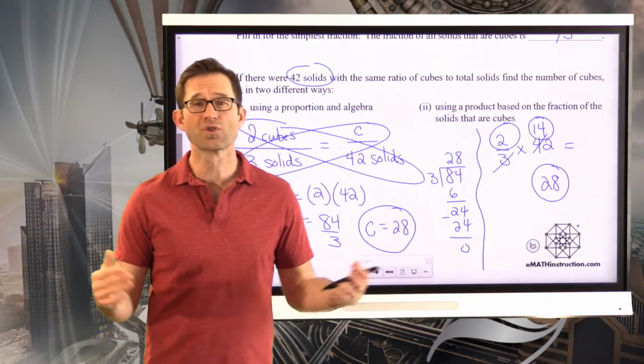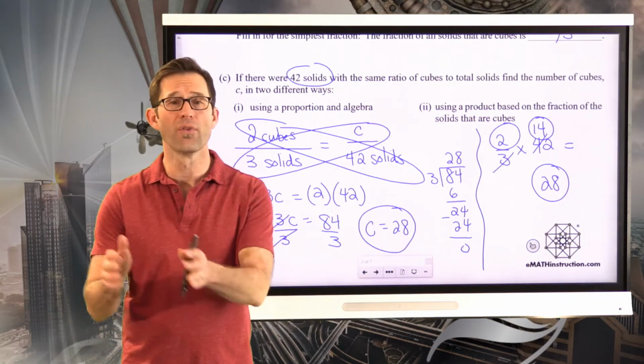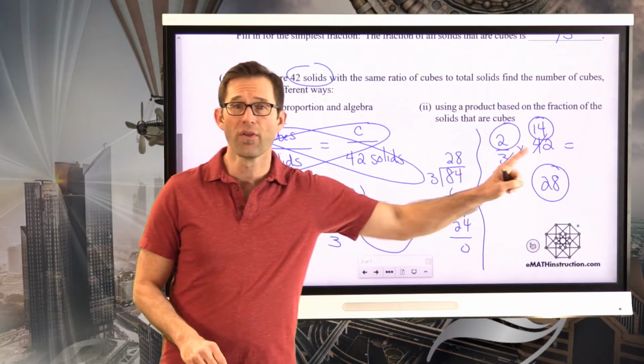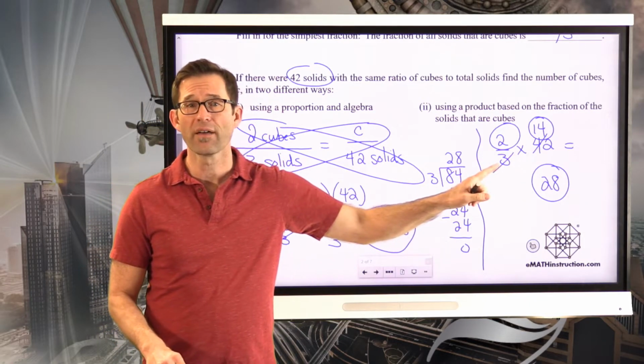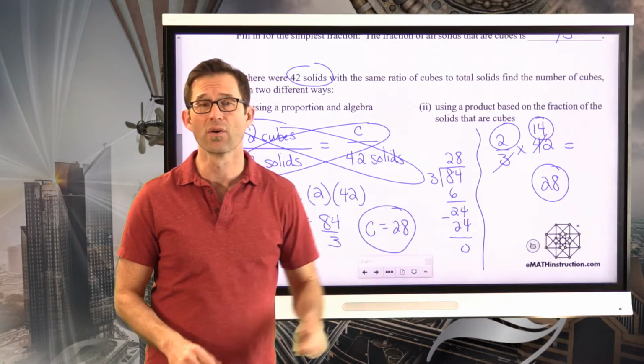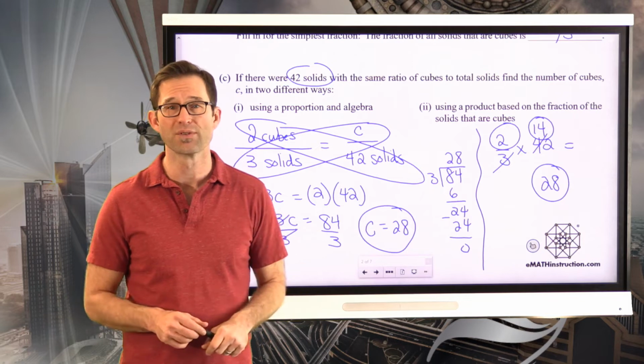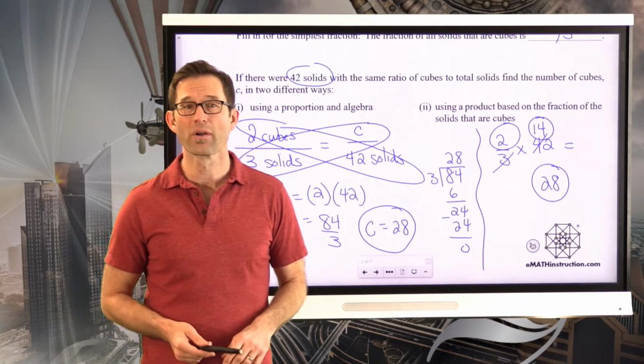All right, so certainly if you know the fraction of the whole that the part represents, then just multiply the whole, 42, by that fraction, 2/3, and you'll get the number that fall into the part, being the number of cubes. All right, let's keep working on this idea.